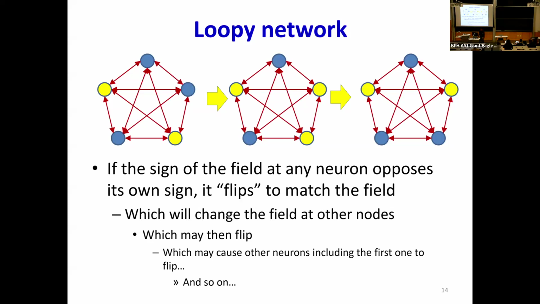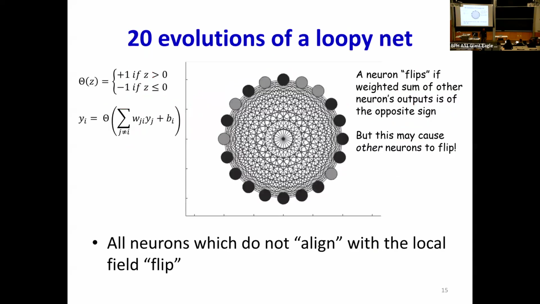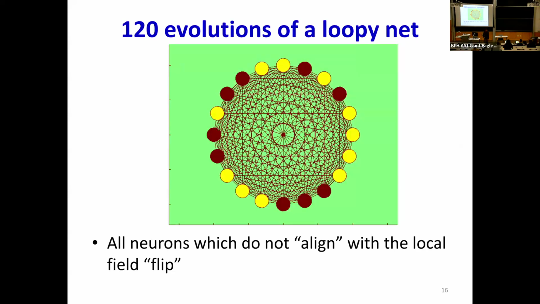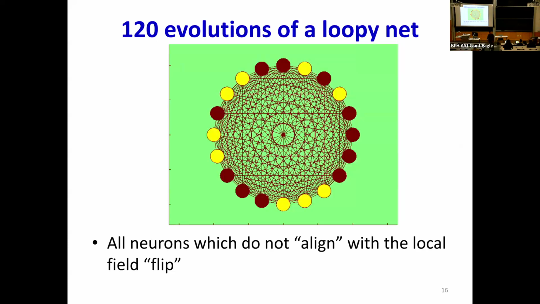Right. And so here are 20 evolutions of a loopy network of this kind with random sets of weights. And you can see how neurons cause other neurons to flip, which may cause the original neuron to flip all over again. These are just 20 evolutions. Here's a bigger animation with 120 evolutions, and you can see how the entire network keeps on flipping, right?